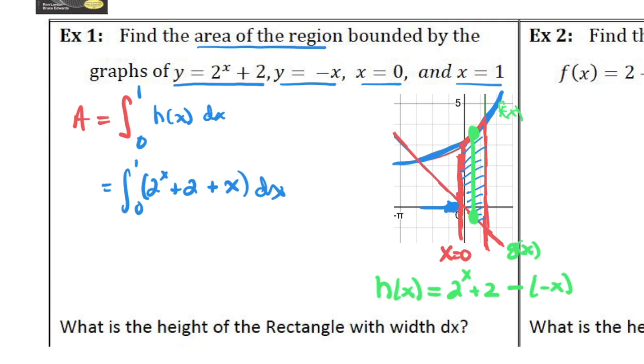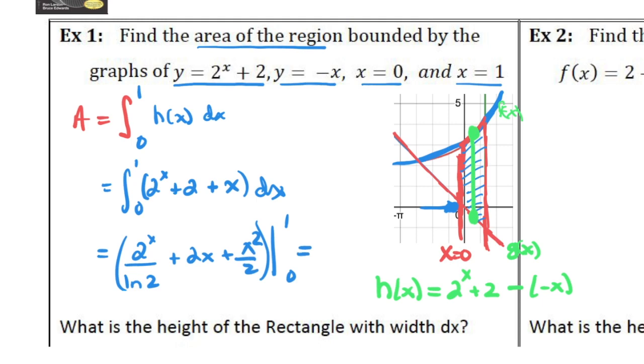Now it's time to integrate. Do you remember the antiderivative of 2 to the x? That's why I chose this one. It's 2 to the x divided by the natural log of 2, plus 2x, plus x squared divided by 2, and we're going to evaluate from 0 to 1. Please be reminded that you shouldn't use your calculator unless it is necessary. All right, substitute your 1 in, and you are finished.